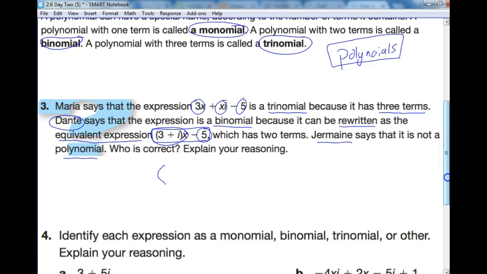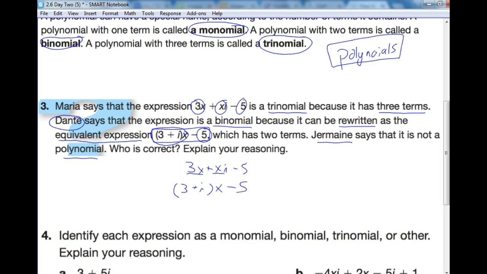I'll show you exactly what Dante did. Let me get my eraser quick. What Dante did is he said, when I have 3x plus xi minus 5, these two terms alone have a common factor of an x in them. So I can pull that x off both of those. If I pull the x off the 3x, I get a 3. If I pull an x off the xi, I get plus i, minus 5. And Dante's 100% right.